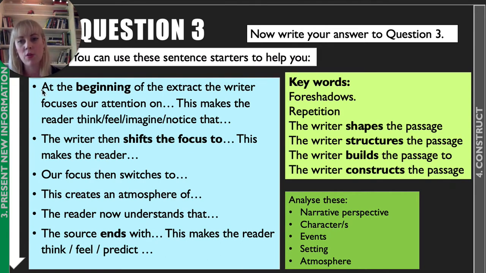Okay, so I'm going to talk you through paragraph 1. At the beginning of the extract, the writer focuses our attention on ... You need to copy that down and finish off that sentence. I'll give you a clue. You know that the major character is the first character we're introduced to, so name him here. This makes the reader think, feel or imagine. Choose the word that you think fits best, or notice that. Now tell me how you think the focus on this character makes the reader think. Okay, have a go at finishing that now.